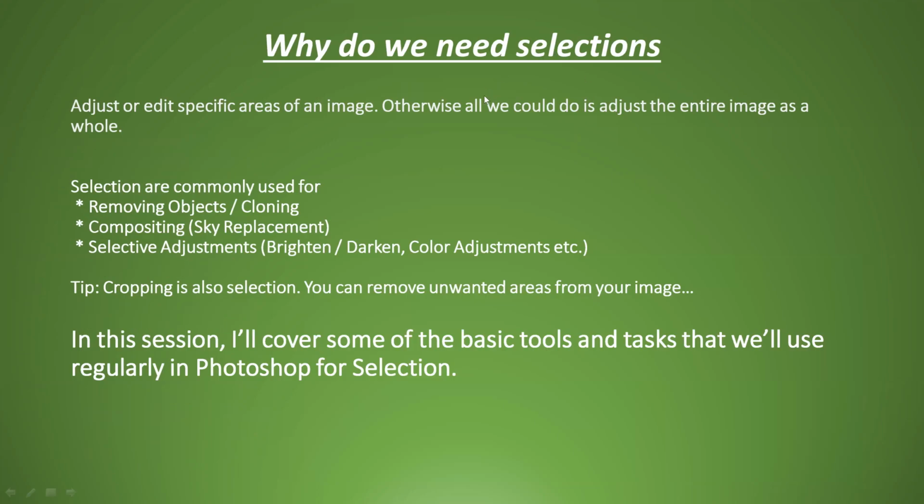Why do we generally use selections? We use selections to remove objects, to clone, and mostly for compositing, for example for landscapes like sky replacement. We also do it for selective adjustments, like to selectively brighten, darken, or make minor color adjustments on an area. This is why we use selection. We also need to note that cropping is also a selection, because in cropping you select the area which is of interest to you and delete the other area. So cropping is also a selection tool.